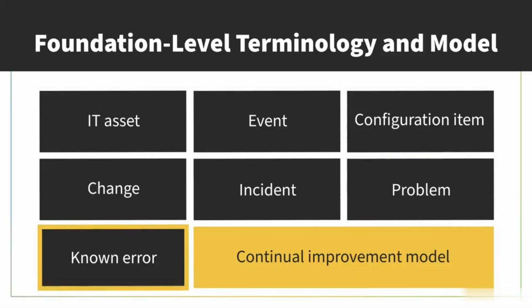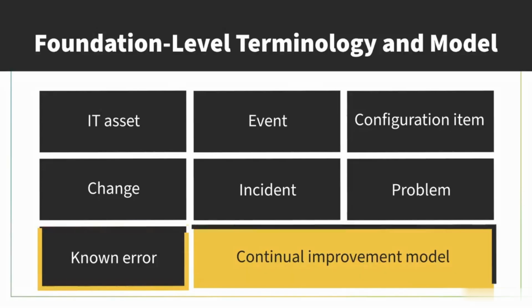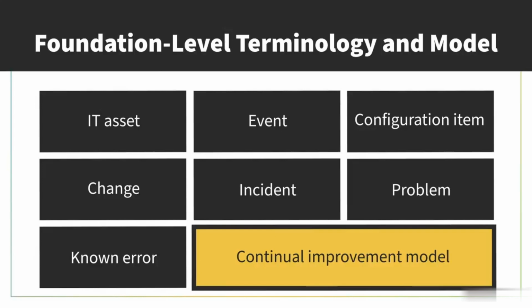A known error is a problem that has been analyzed but not yet resolved. Contrast this with a problem, which is an unknown error. The continual improvement model is ITIL 4's structured approach to implementing improvements.